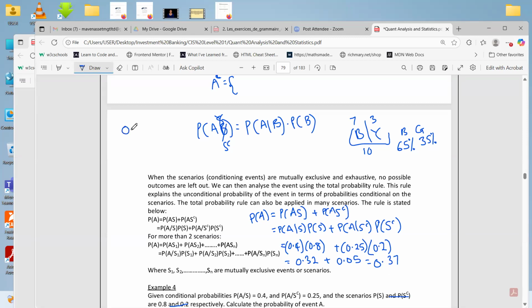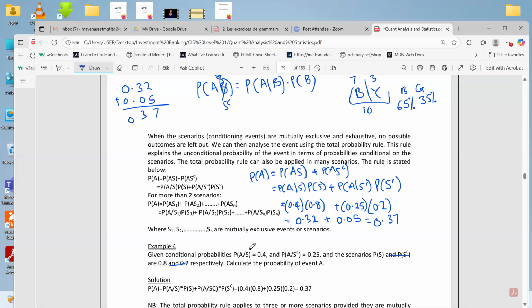I know it's been long since we left secondary school, but some of us make mistakes. This is 0.32. Your decimal should be aligned when you are adding up. This gives you 0.37. Please take note of this. So I guess that explains total probability here.